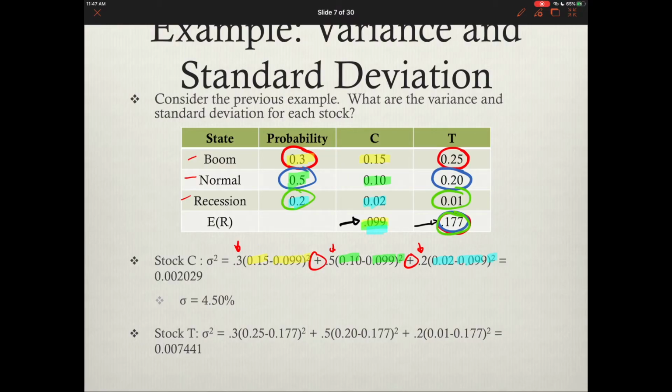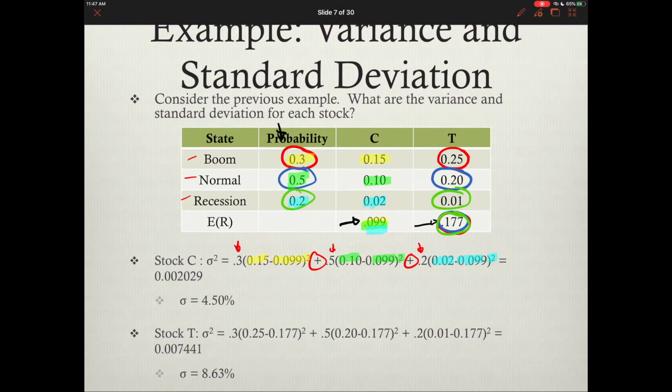And we get a variance of 0.007441. Take the square root of that, and we get a standard deviation of 8.63%. So these are variance and standard deviations for a particular year, so the next upcoming year, for example, based on probabilities of different economic scenarios or different economic states. So these are not based on past returns. These are based on expectations of future returns.